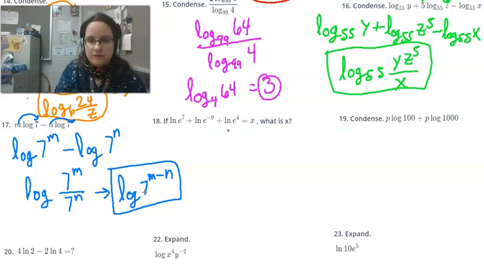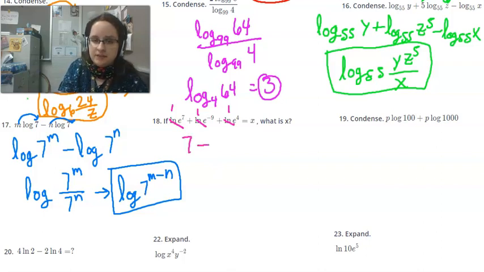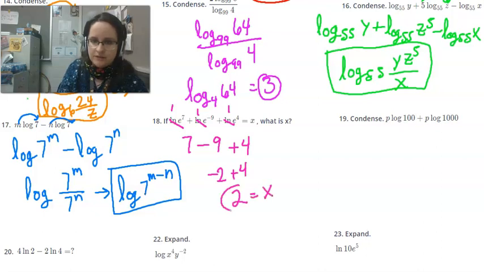This next one, we have a lot of natural logs again that we could change to ones. If ln of e to the 7th power plus ln e to the negative 9th plus ln e to the 4th power equals x, what is x? Well, this is just 1, this is just 1, and this is just 1. Using your power rule, these exponents become regular numbers. So you would just combine these three numbers together. x equals 2.